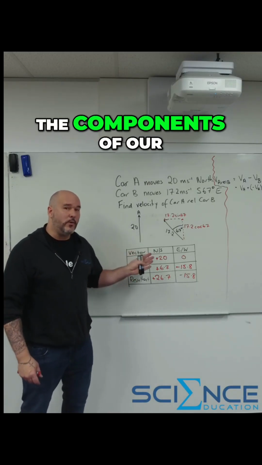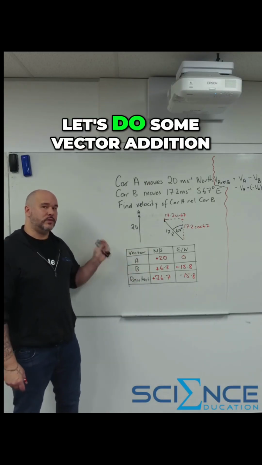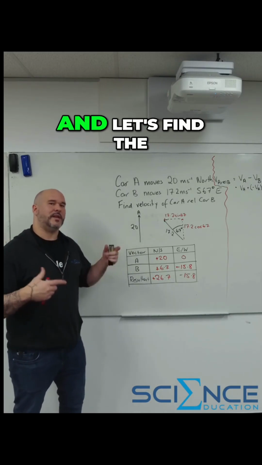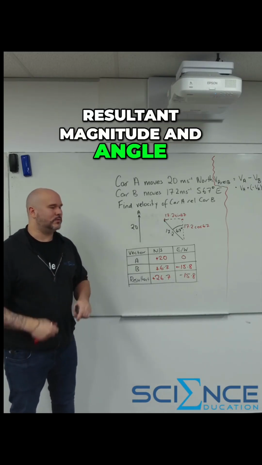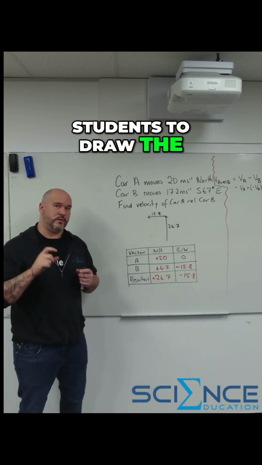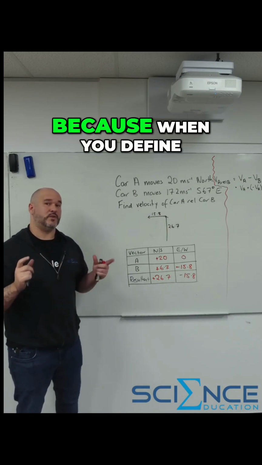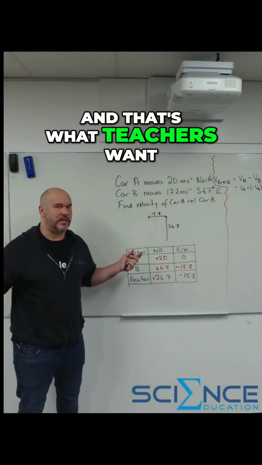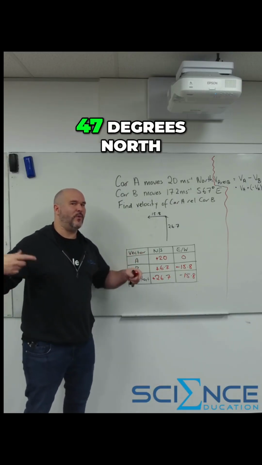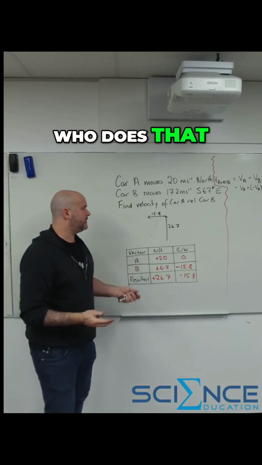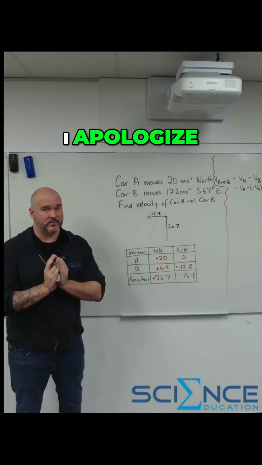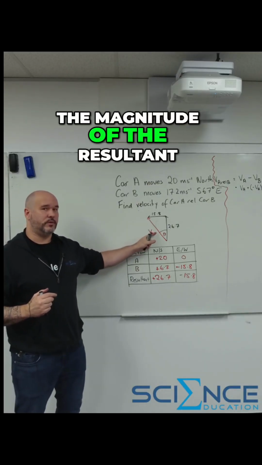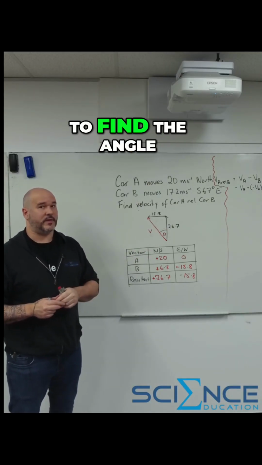Now that we've got the components of our resultant vector, let's do some vector addition, put them together, Pythag and arctan that, and let's find the resultant magnitude and angle. I'll always get my students to draw the north-south components first because when you define the angle, it will then be relative to the north-south axis, and that's what teachers want. No one likes east 47 degrees north. Who does that? If your teacher does that, I apologize. I'm sorry for you. Okay, so all we do now is Pythagoras to find the magnitude of the resultant. We'll then do arctan to find the angle.